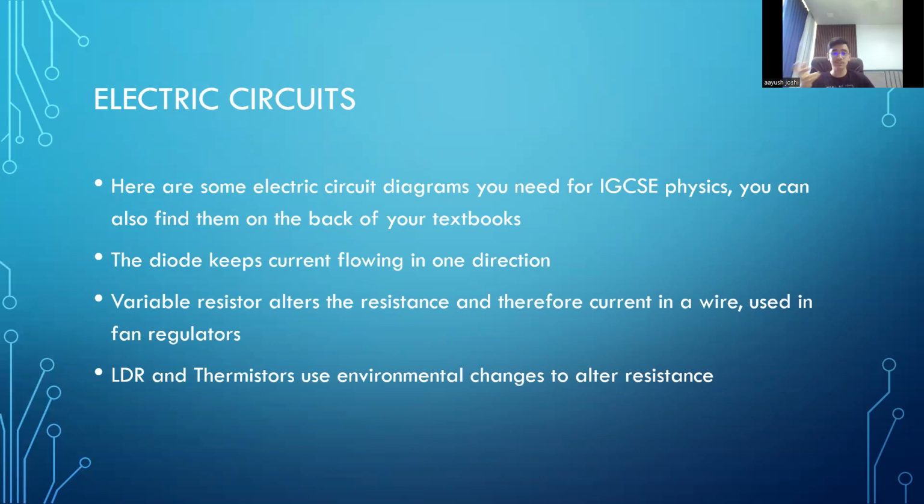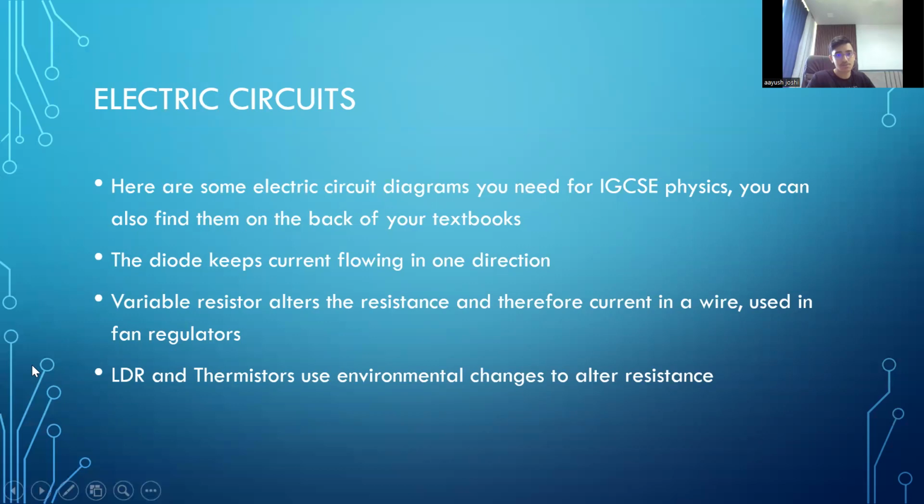Alternatively, when you decrease the fan speed, you make sure that the resistance is very high by turning the variable resistor or the regulator, which we see, so that the current flowing through is very less, and so the fan does not move with as much speed.